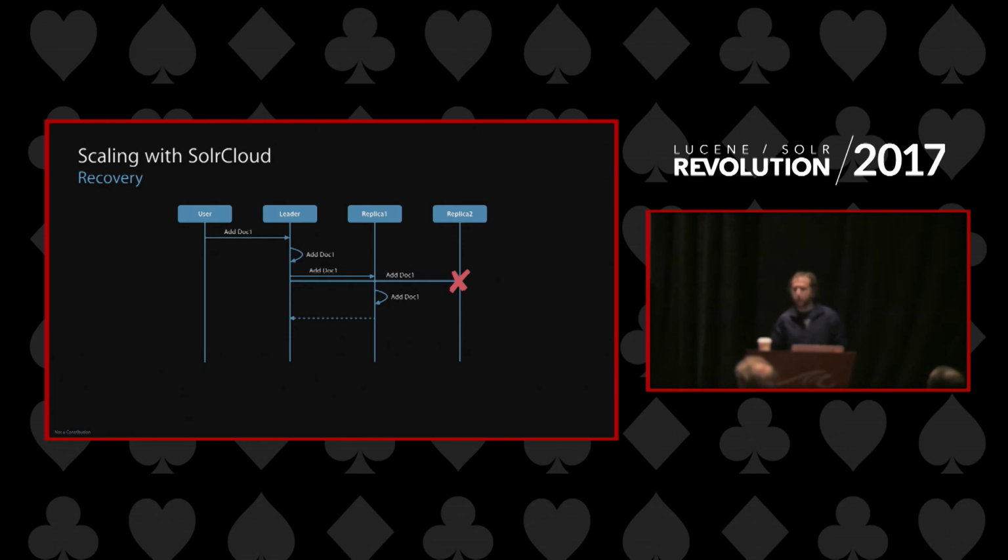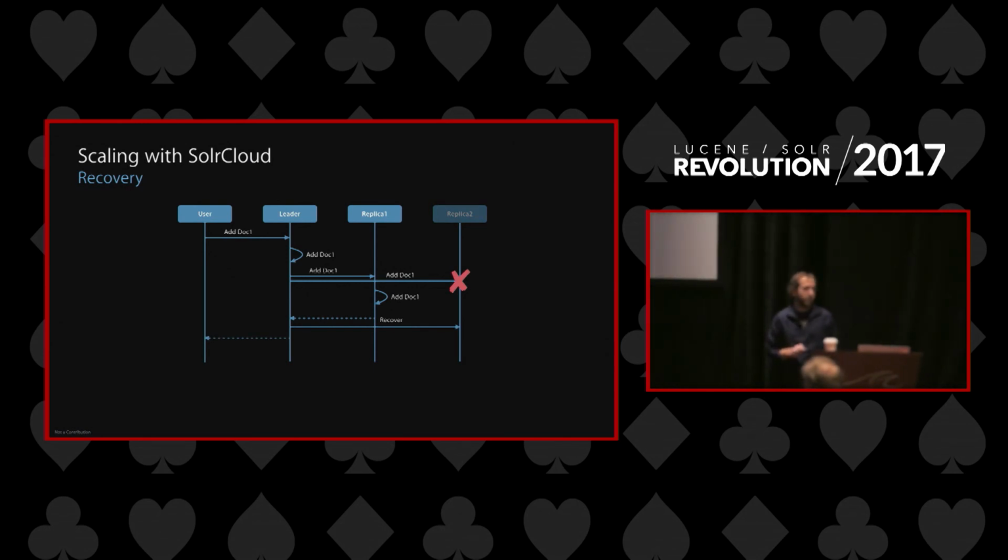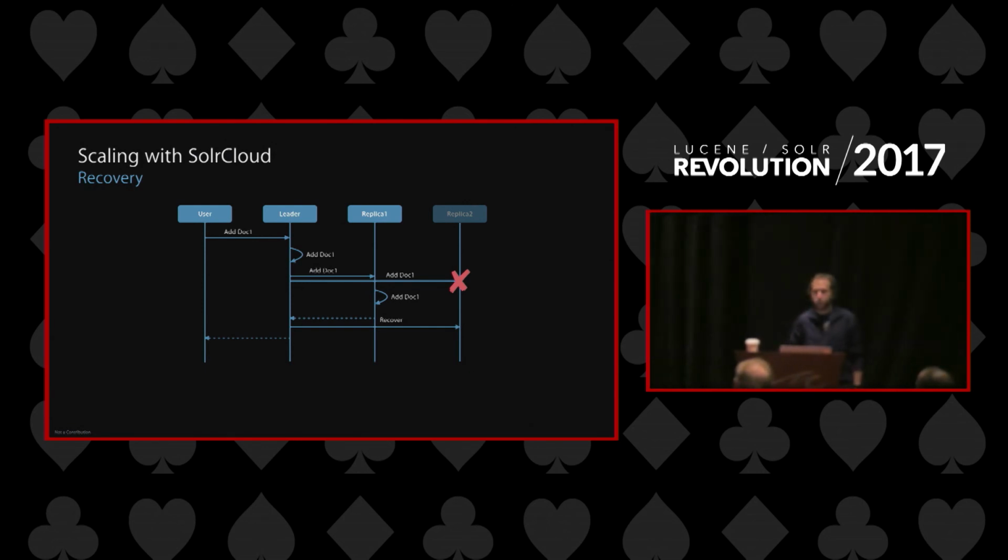Replica 2 did not acknowledge the update to the leader. What is going to happen now is that Replica 1 will add the document and respond to the leader. The leader is going to tell Replica 2 to recover, okay? And it's going to acknowledge the update. We have your document, but now Replica 2 is in recovery, so that replica cannot serve search traffic because it's missing data.